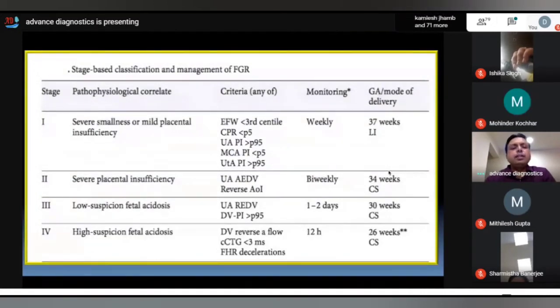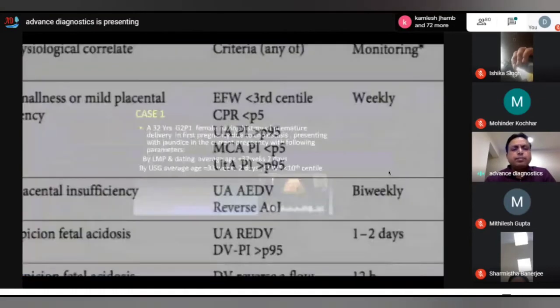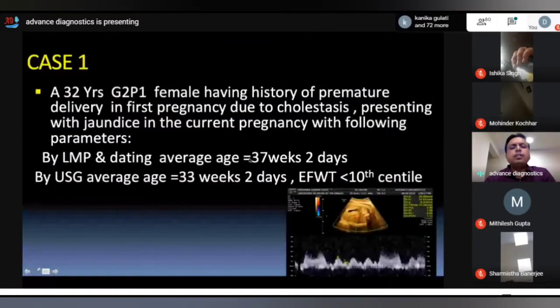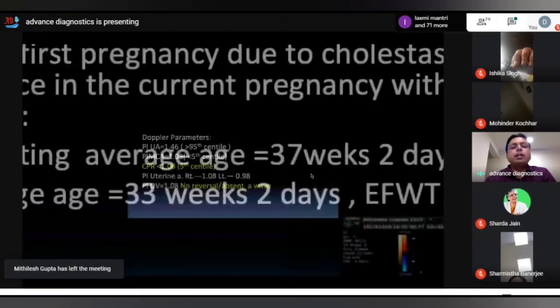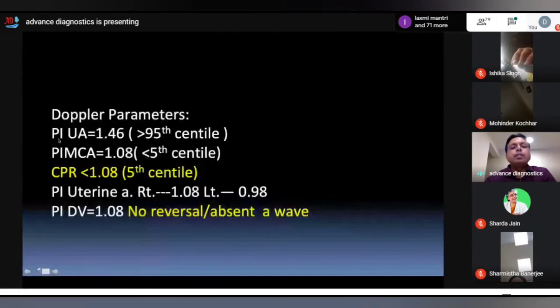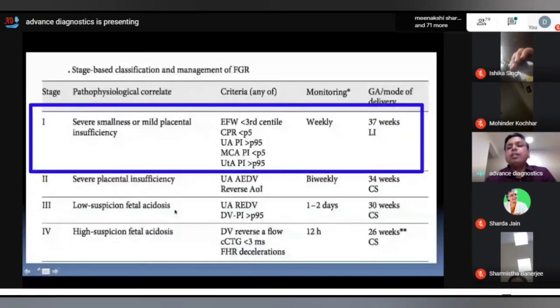Like in this case, she is 37 weeks already, and on Doppler the parameters we are seeing are PI umbilical artery more than 95th centile, PI MCA less than 5th centile, CPR was abnormal but ductus was spared. So it was stage 1 and it was already 37 weeks, so we will deliver the baby.